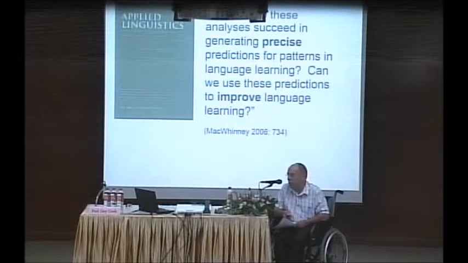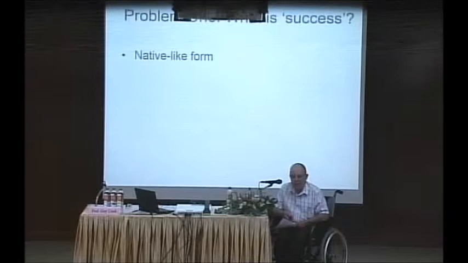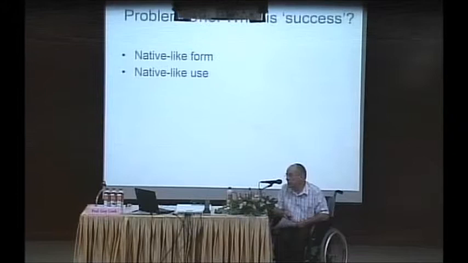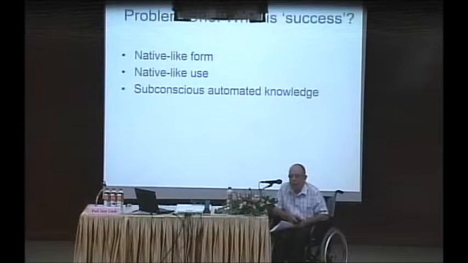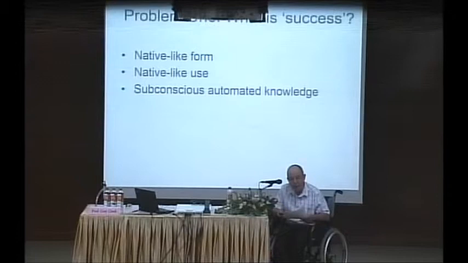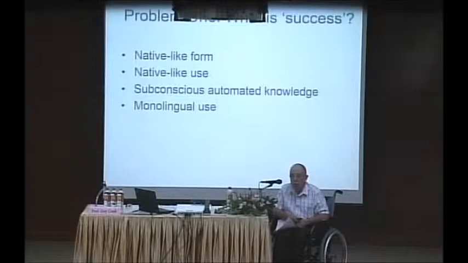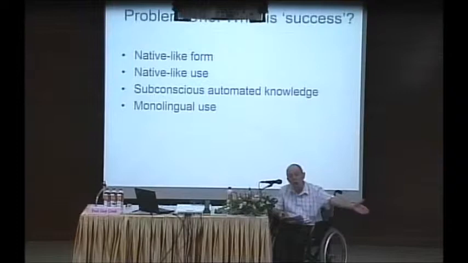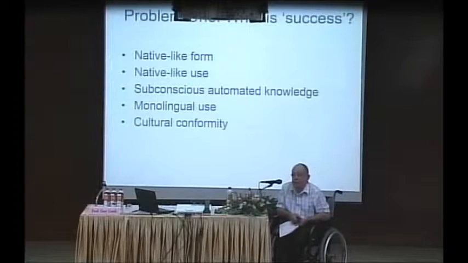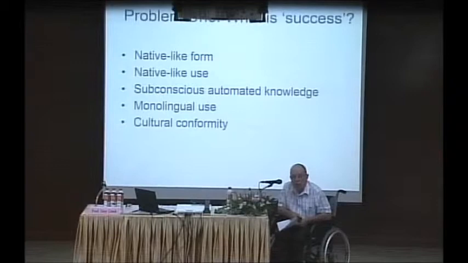One is that success for an English language learner means using native-like forms, using them in a native-like way, that the best kind of knowledge of the language will be subconscious, automatic knowledge, as opposed to explicit knowledge of rules. The assumption that what you're learning for is to use the language in monolingual environments. In other words, you're learning English in order to go into a place where English is the only language being spoken. And lastly, which I'll come back to later on, that with a language goes cultural behavior and implicit, very often, cultural conformity.